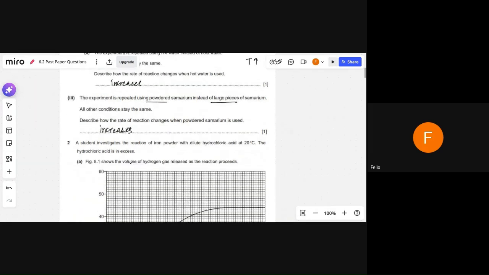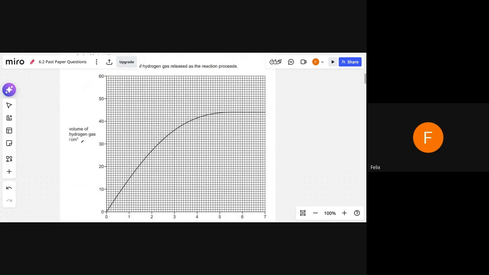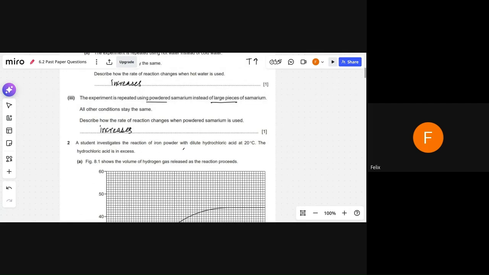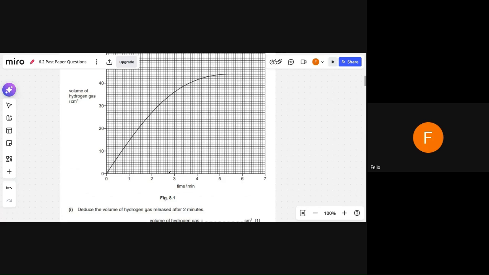So next question is a student investigates the reaction of iron powder with dilute hydrochloric acid at 20 degrees Celsius. The hydrochloric acid is in excess. So figure 8.1 shows the volume of hydrogen gas released as the reaction proceeds. So volume of a gas, okay, this is the first question. Deduce the volume of gas released after 2 minutes, right? So deduce the volume of hydrogen gas released after 2 minutes. So here, this is the 2 minute mark.